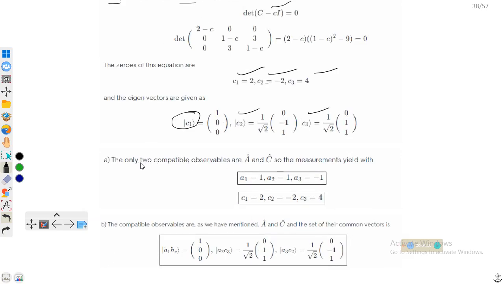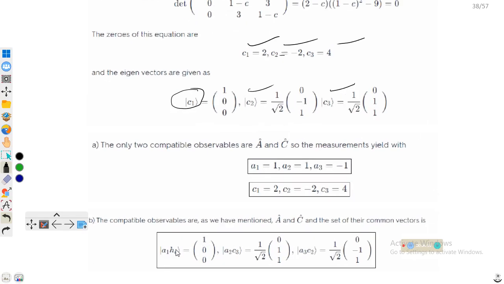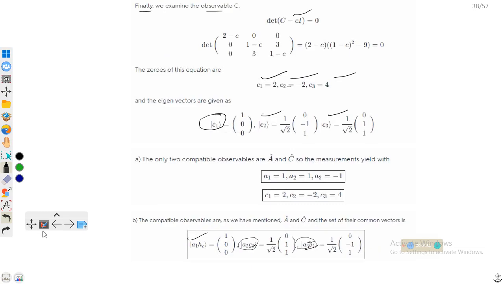The only two compatible observables are A and C, so their measurement yields the eigenvalues A1, A2, A3 and C1, C2, C3. The compatible observables are, as we have mentioned, A and C, and they set up their common eigenvectors. So the common eigenvector of A1 and C1 are equal. Similarly, A2 and C2 are equal, and similarly A3 and C3 are equal. If two observables are compatible, it means their eigenvectors will be the same.